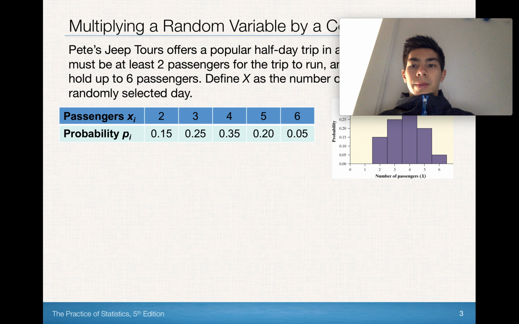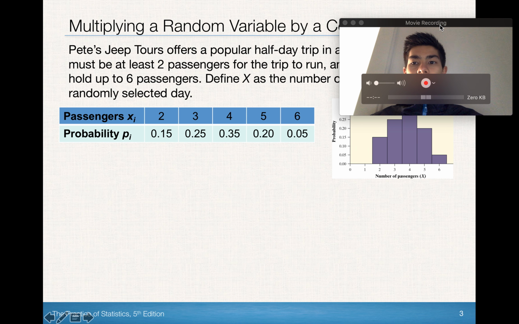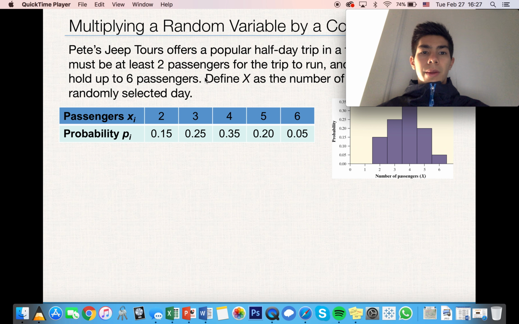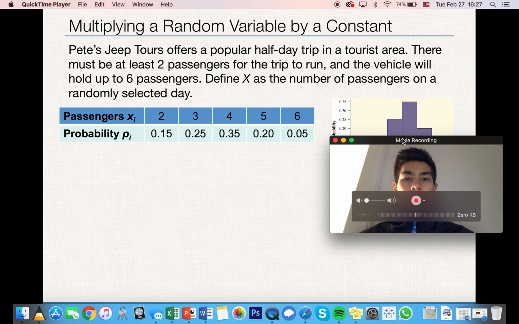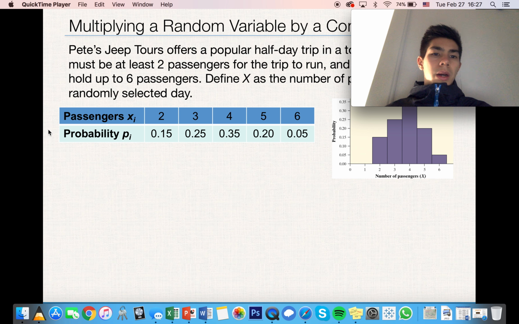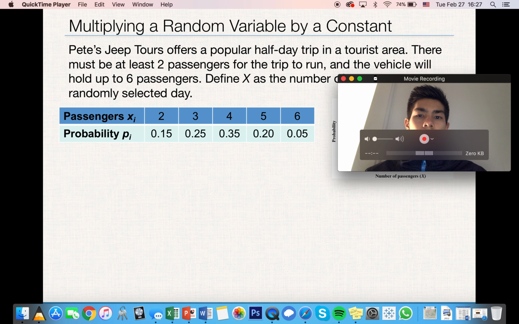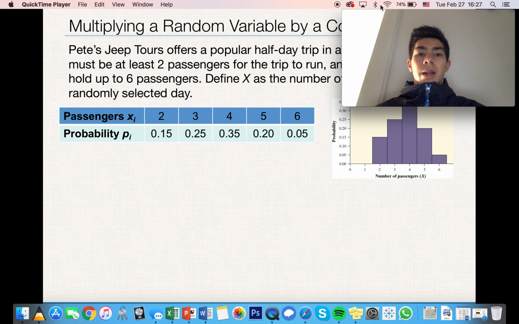So going into it, that concept that you guys learned about data distributions functions the same for these random variables that we apply them to. So we are going to start by looking at multiplying a random variable by a constant. We are told that Pete offers some tourist day trips that allow up to 6 people, and it has to be more than 2 passengers. And we're defining X as the number of people traveling on any given day. So you see our blue probability distribution table here.